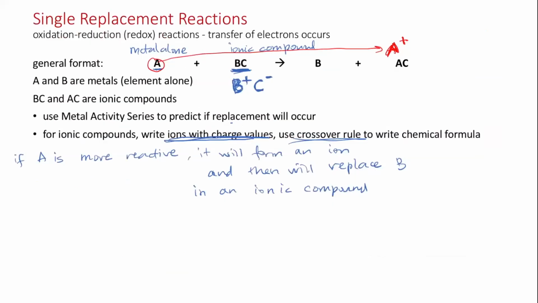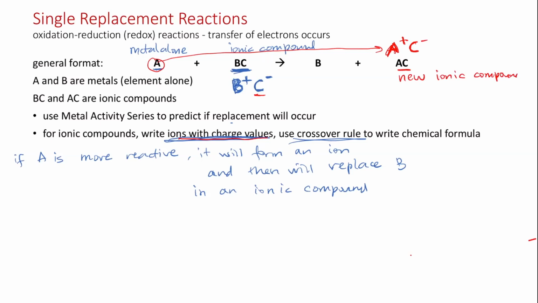And A forms the ion, and then the only thing it can bond with is the negative charge, the anion C. So that is writing the ions with the charge values and then using the crossover rule to get the new ionic compound chemical formula. So this is your new ionic compound. Meanwhile, the other metal that is left out on its own becomes a new metal alone. Or we'll also see a new gas that is formed. Okay, so I'll show you those examples.